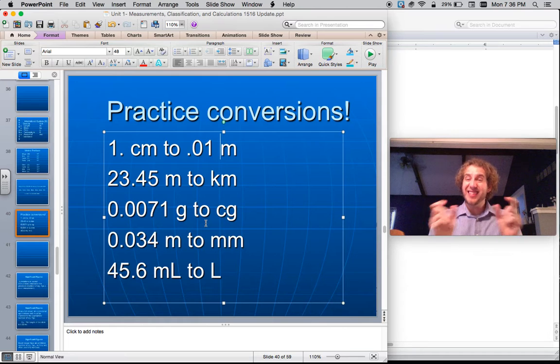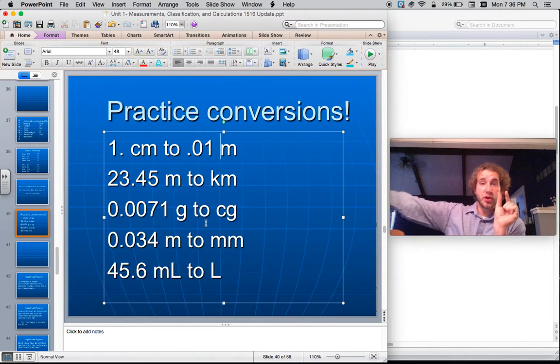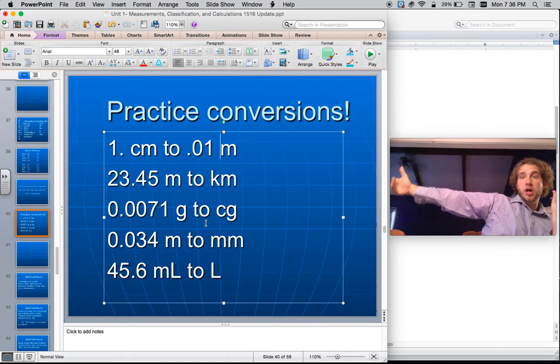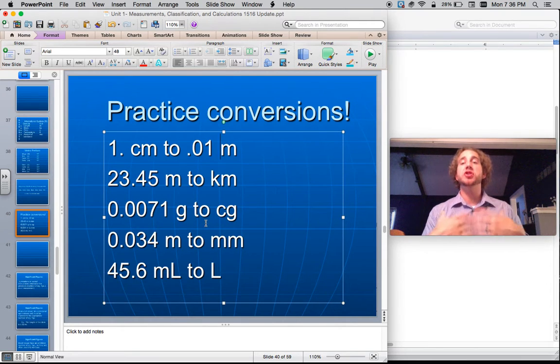Now, keep in mind, these are describing the same distance. 1 centimeter, about this big, is the same as 1/100th of a meter. It's the same physical substance. All we've done is change the unit that we're using to describe it.